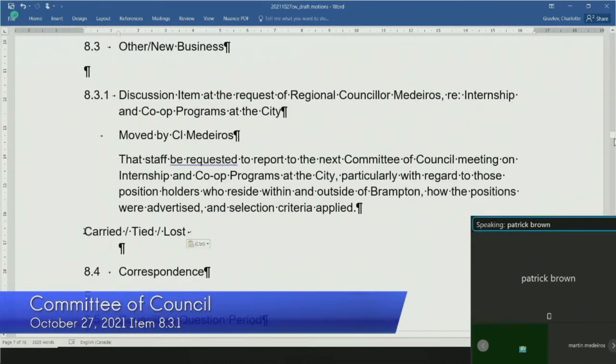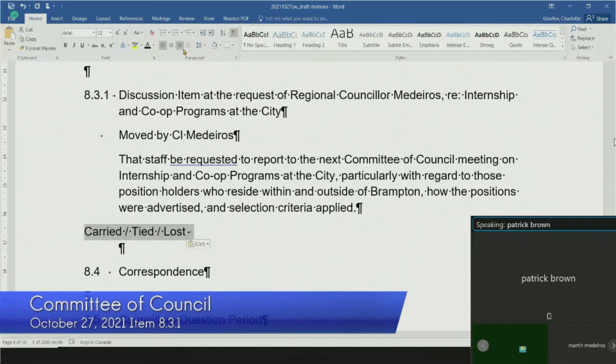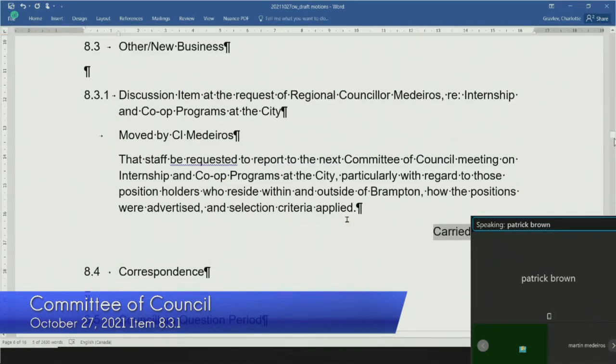maybe a legal perspective or an HR perspective on if in future years are we allowed to limit the program to Brampton residents. I know sometimes with staff employment on a full-time basis, you're not allowed to do that, but for summer students, are we able to? Maybe that's something that our city solicitor, Samira, could answer on the spot.